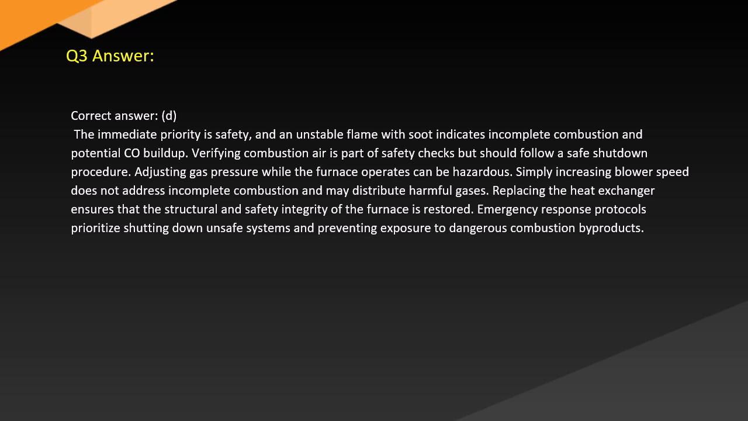Answer. Correct answer. D. The immediate priority is safety, and an unstable flame with soot indicates incomplete combustion and potential CO buildup. Verifying combustion air is part of safety checks but should follow a safe shutdown procedure. Adjusting gas pressure while the furnace operates can be hazardous. Simply increasing blower speed does not address incomplete combustion and may distribute harmful gases. Replacing the heat exchanger ensures structural and safety integrity of the furnace is restored. Emergency response protocols prioritize shutting down unsafe systems and preventing exposure to dangerous combustion byproducts.